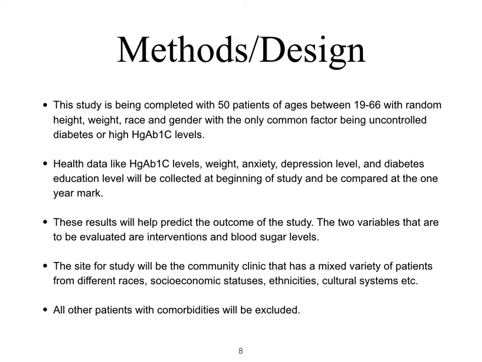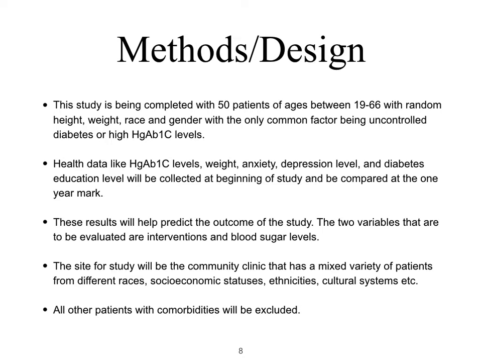Continued on slide 8. So the study is being completed with 50 patients of ages 19 and 66 who will have random height, weight, race, and gender. The only common factor will be high HbA1c levels. Health data like their HbA1c level, weight, anxiety, depression level, and diabetes education level will be collected at the beginning of the study and compared at the 1-year mark during their exit interview. These results will basically predict the outcome of the study.